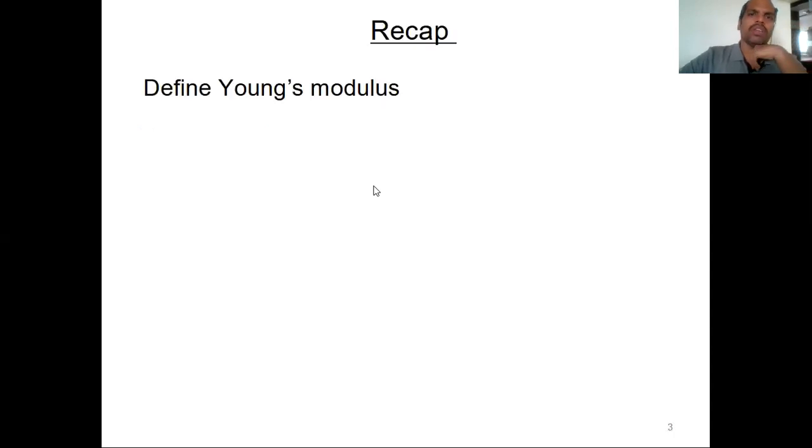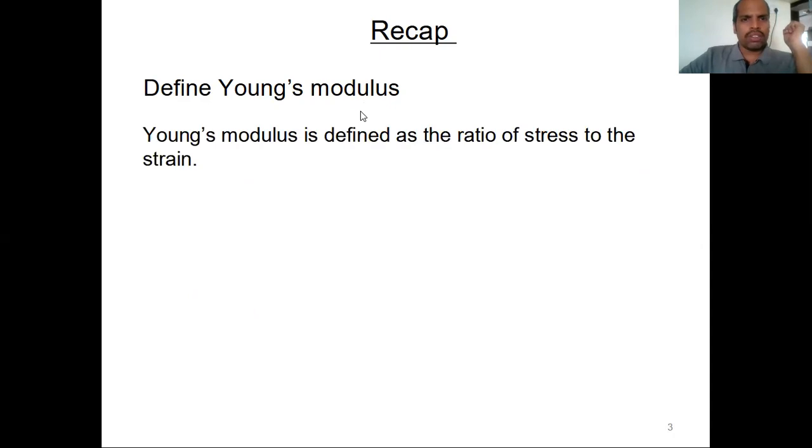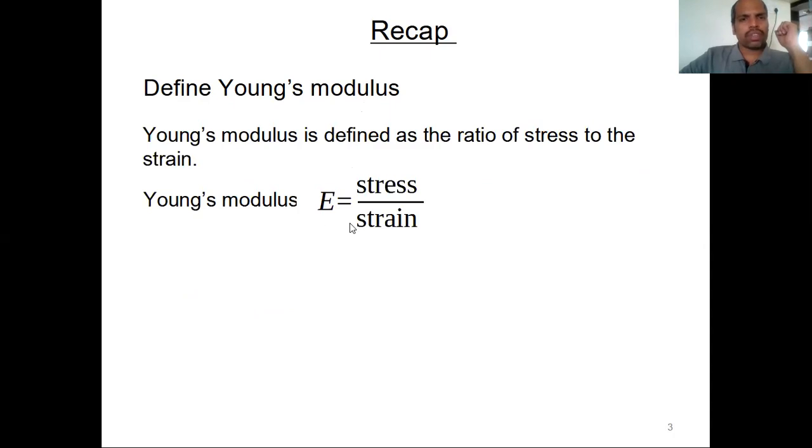Now let's quickly recap what we discussed in the last class. We discussed the definition of Young's modulus. We defined Young's modulus using Hooke's law: Young's modulus is the ratio of stress to strain, and the strain is a linear strain. Young's modulus is equal to stress by strain, from Hooke's law, the ratio of stress to linear strain.